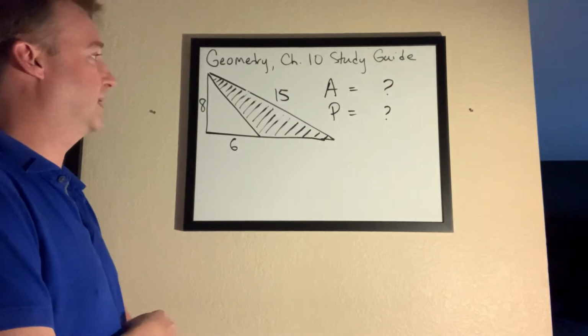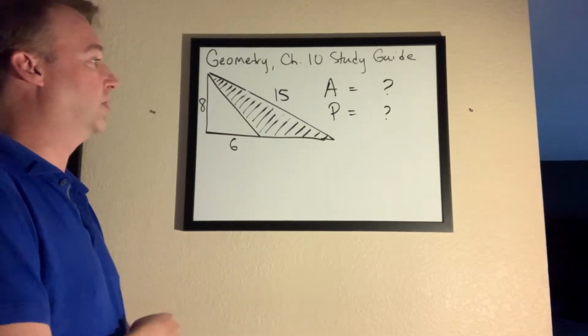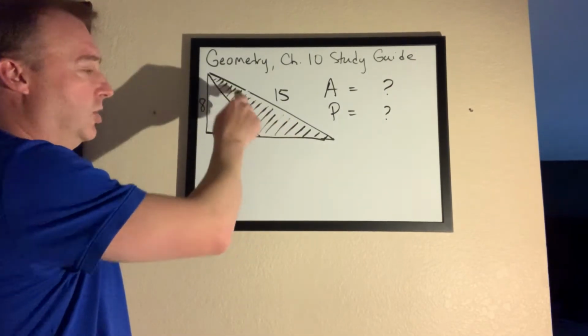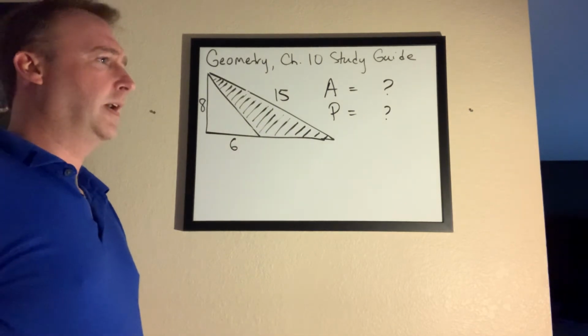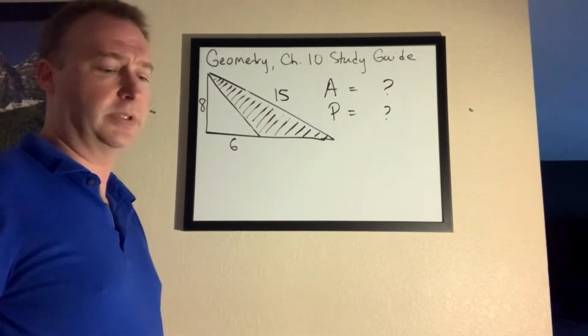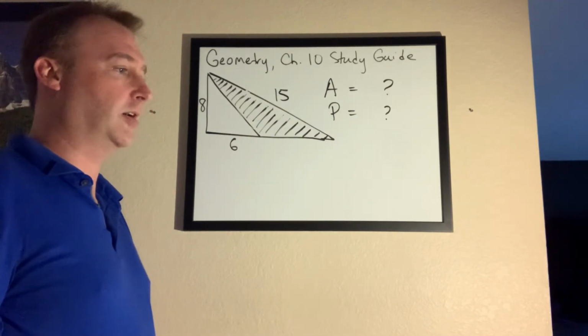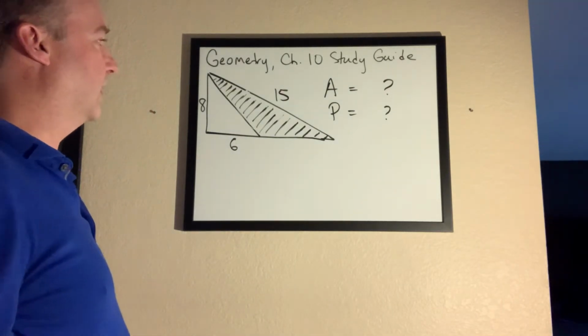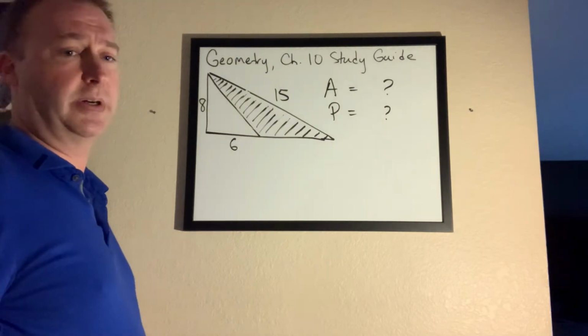In this question, you're asked to figure out both the area and the perimeter of the shaded triangle. Basically, we're going to be using some Pythagorean Theorem knowledge and, of course, the formulas for area of a triangle. It's not that complicated. Let's tackle perimeter first.